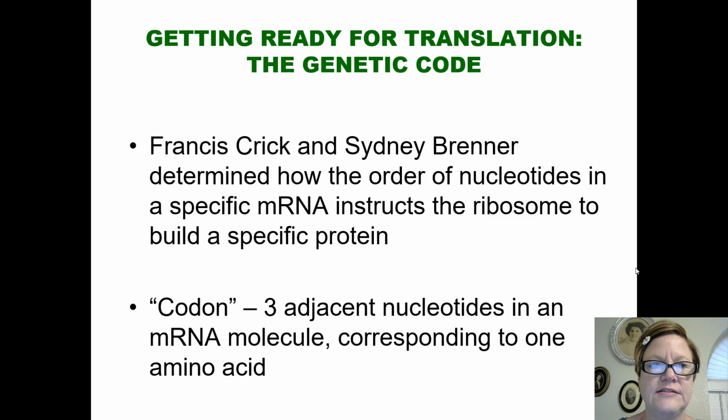So in the 1960s, Francis Crick, who I mentioned earlier, he was involved with determining the double-stranded structure of DNA, won the Nobel Prize in 1953. Sidney Brenner won the Nobel Prize twice. I can't remember what years, but he was a very prolific scientist. They worked on figuring out how an mRNA instructs the ribosome to build a protein.